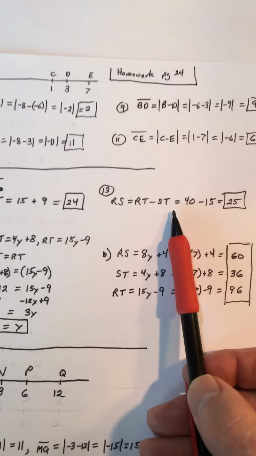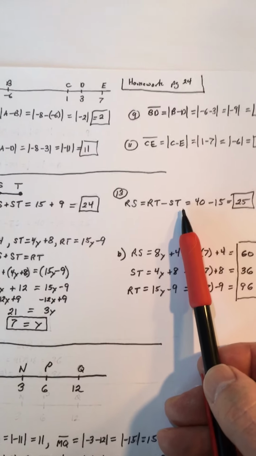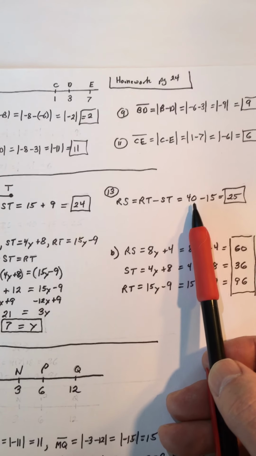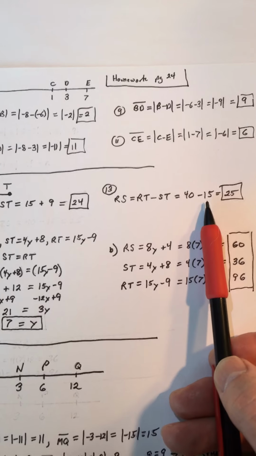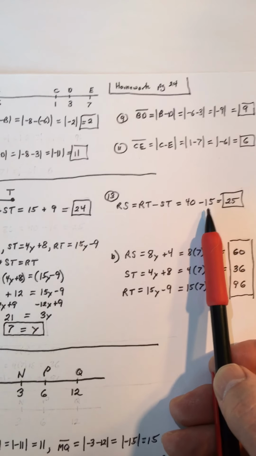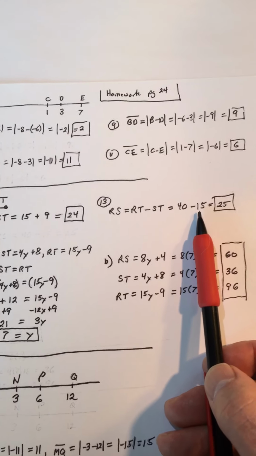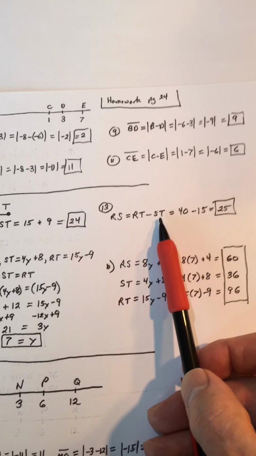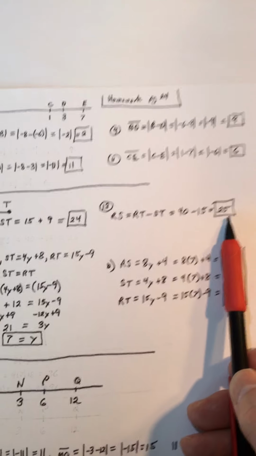They also ask us in a slightly different way, if I have the total length, which is RT, which is 40, and I have one of the segments, ST, which is 15, then what is the length of the other segment, RS? And RS is just the total length minus the other segment, so it's 40 minus 15, so it's 25.